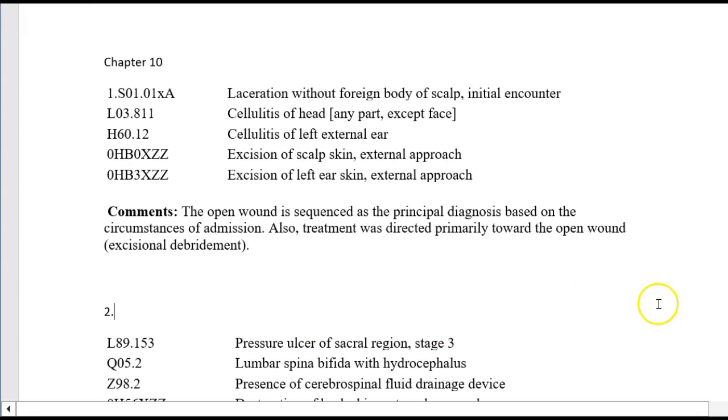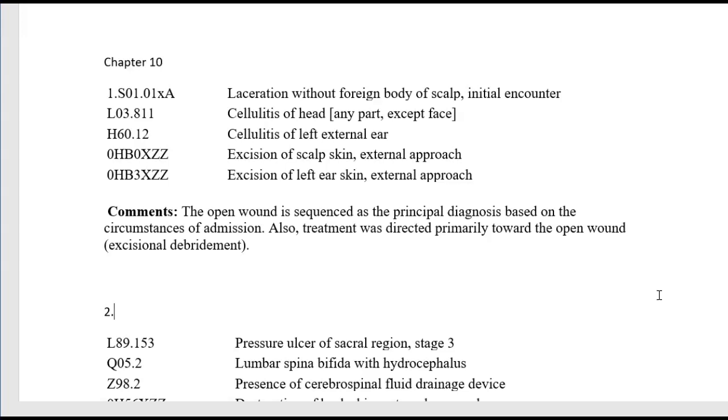So with this chapter, chapter 10, we have the disease of skin and subcutaneous tissue. The biggest thing here, we're going to distinguish between your pressure ulcers. Make sure you know what stage. We have stage 4, stage 3 with the gangrene. And then the area, what area was the pressure ulcer at? So all of that needs to be distinguished.